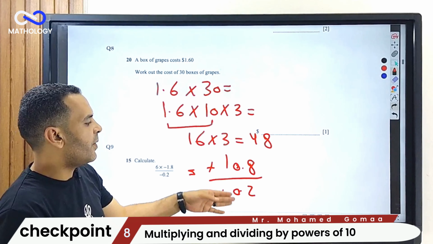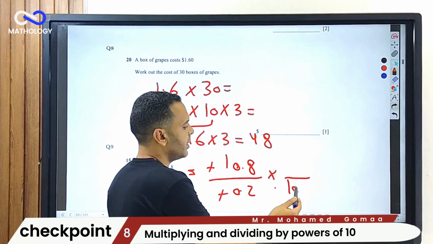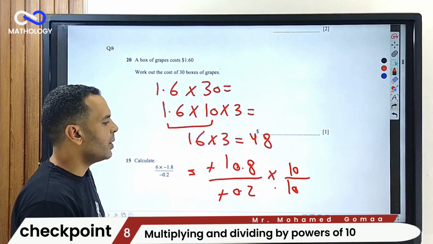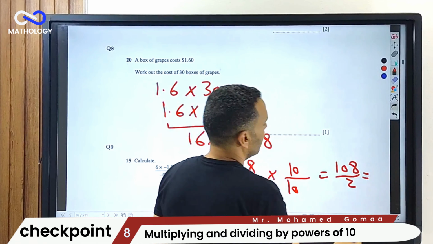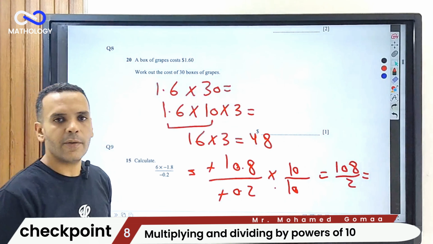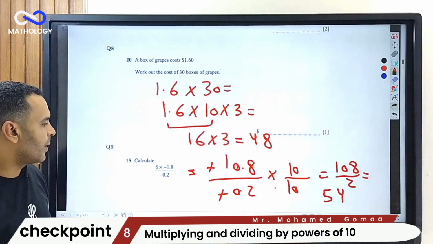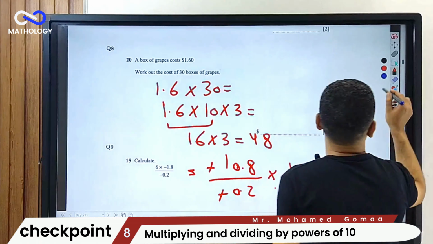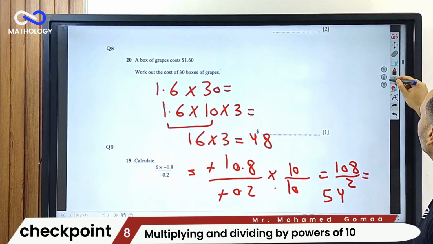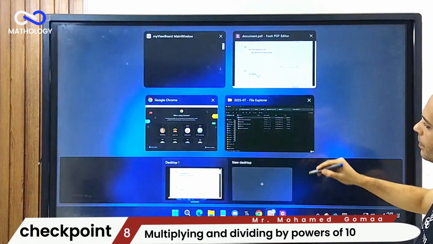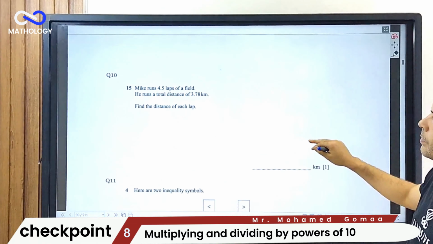Okay? To divide decimals, you have to make the divisor a whole number by multiplying by 10 here and by 10 here. It will be 108 divided by 2. Like this. Divide by 2 means half. Half of 108 equals 54. Like this one, 54. To calculate without using your calculator, don't use your calculator on paper 1. The next.